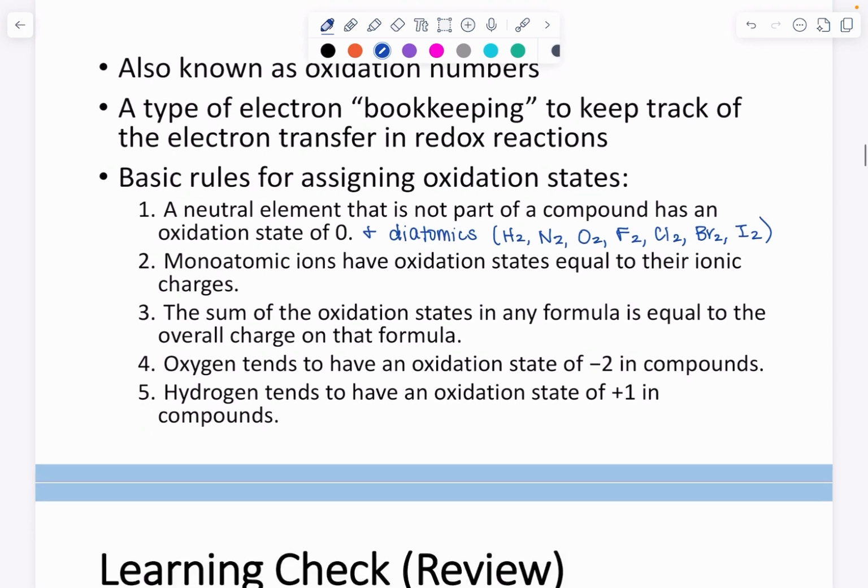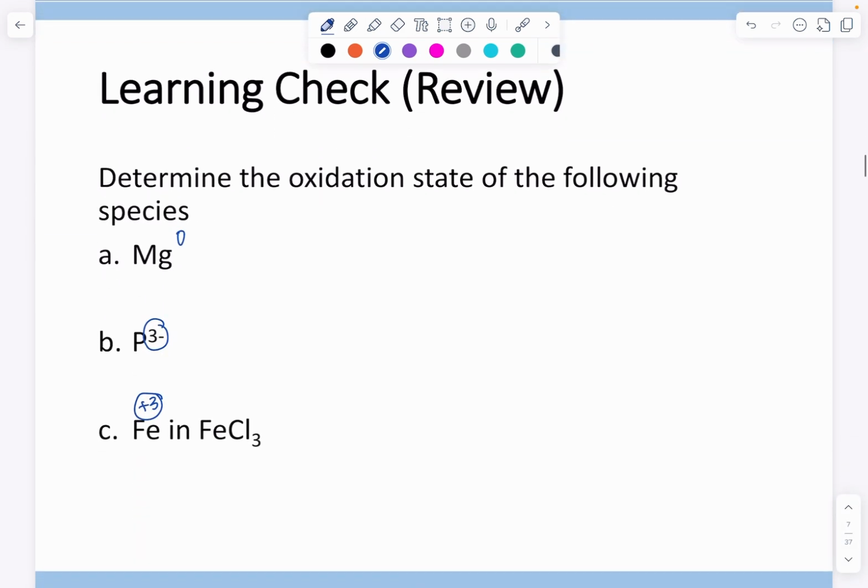We did this first learning check in class on Wednesday. So I've got these answers here. Magnesium is 0, that's from rule 1. Phosphorus with a -3 charge, I think that was rule 2, that's a monoatomic ion, so its oxidation state is the same as its charge. In an ionic compound, especially for simpler ones, like only 2 different atoms here, we can follow ionic charges. We know chlorine is pretty much always -1, and so iron should be +3 here since there are 3 chlorines.